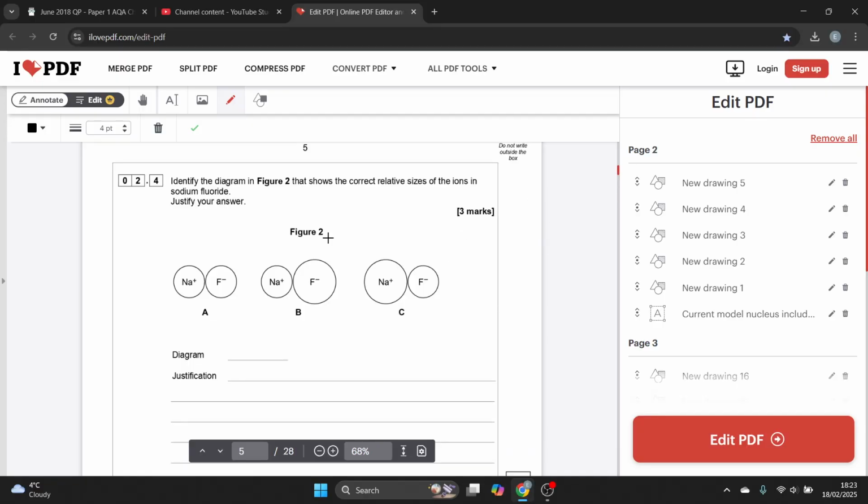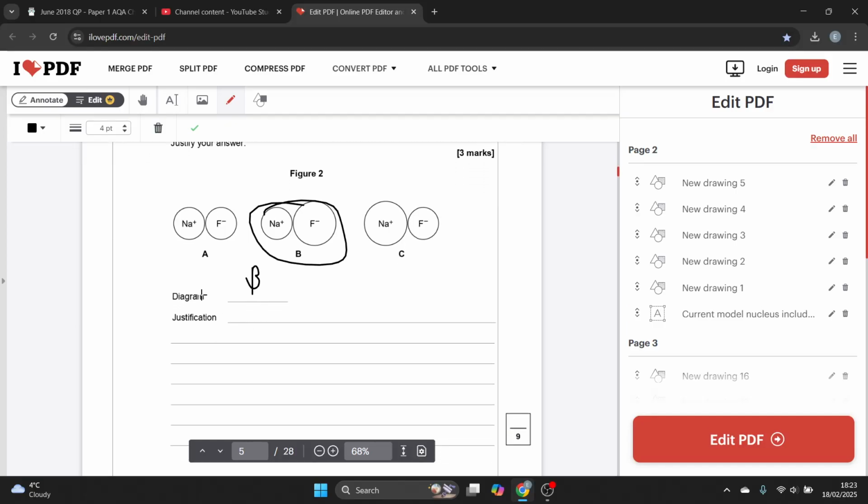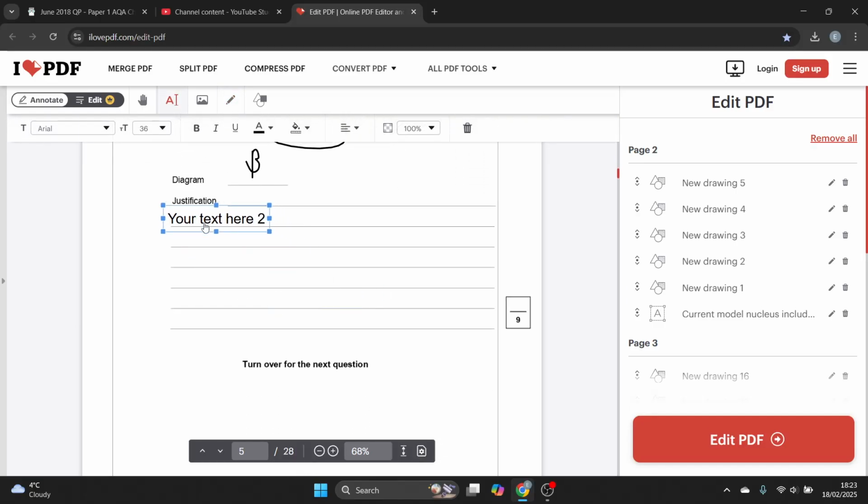Identify which diagram shows the correct relative sizes of the ions in sodium fluoride, where negative ions have larger ionic radius than positive ions. So it's going to be B, sodium fluoride. Because they both have the same number of electrons.